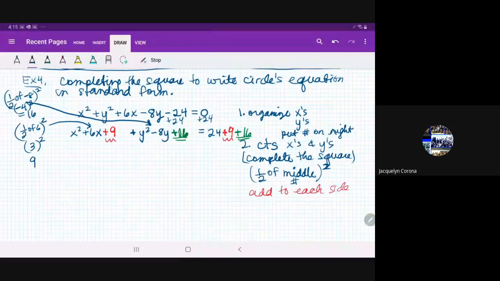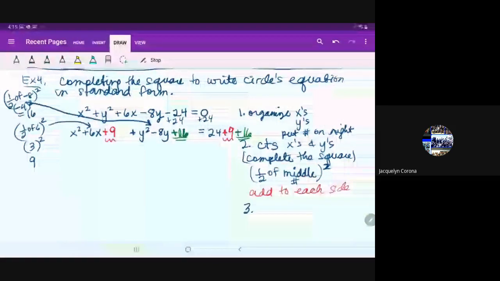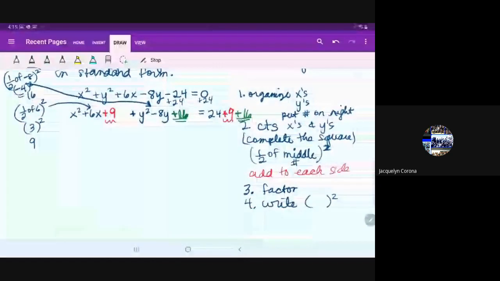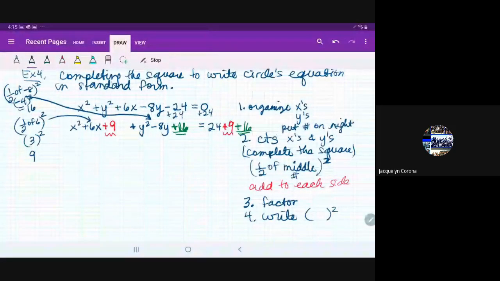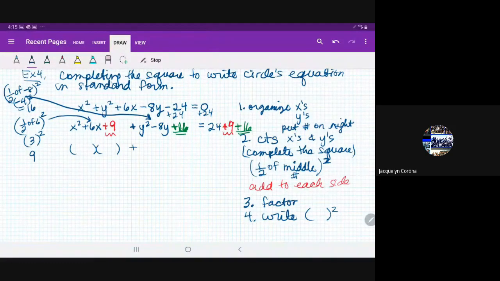And then step 3 is you're going to factor. You're going to write like this. And then that's actually the end. It'll be in circle form when we finish this one. So for this one, I'm going to factor. And this one, I'm going to factor. And this side, we might as well add. So that's 49.